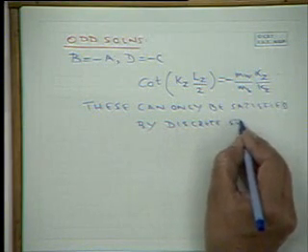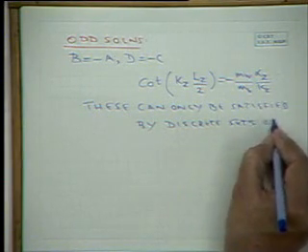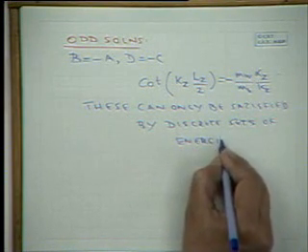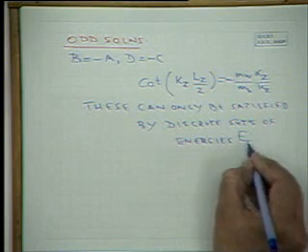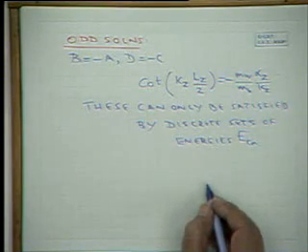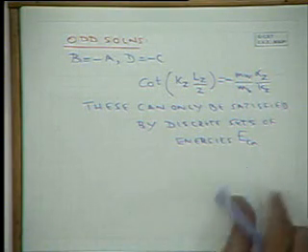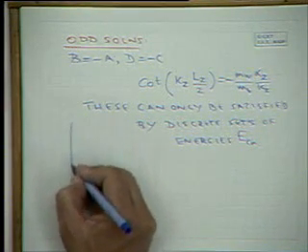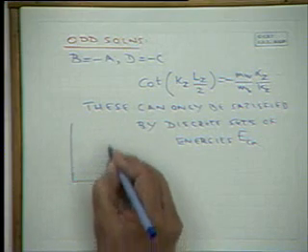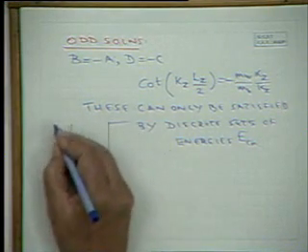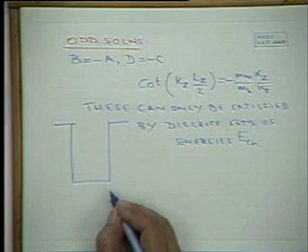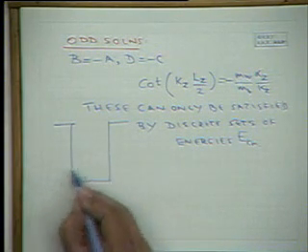Discrete sets of energies, say ECN. So to illustrate this, suppose we have a potential well, a finite potential well. We're going to all this trouble just to see what happens in the case of a finite potential well.